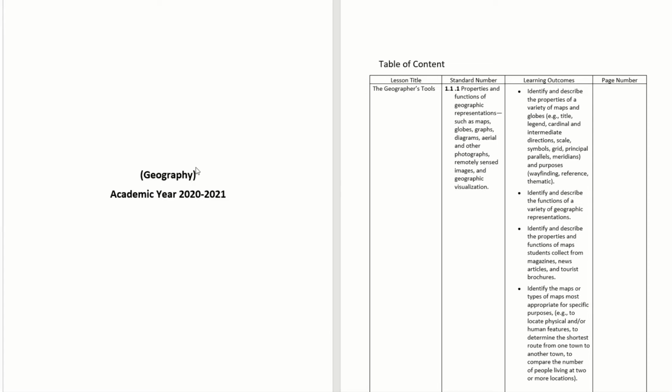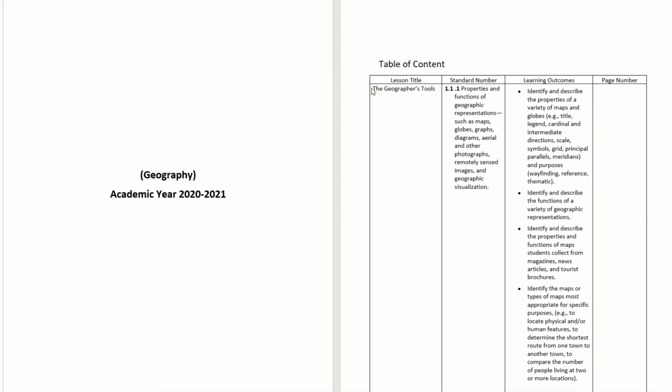This is Geography lesson 1, academic year 2020-21. In this lesson we'll be talking about the Geographer tools, standards and the learning outcomes. This is lesson 1: Geographer tools.